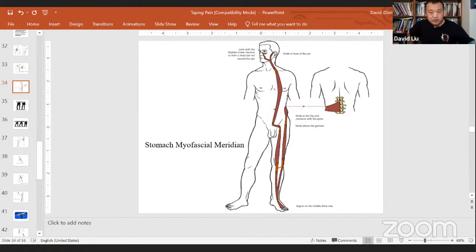So I suggest you contact Master Lin or Master Chen for the tape. From the beginning, there are lots of different procedures and techniques for this tape. Today my presentation is based on the acupuncture meridian system, called the sport acupuncture meridian system. I'm using acupuncture meridian theory for taping.